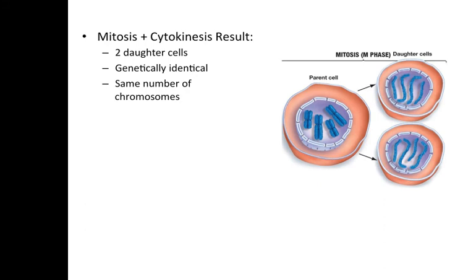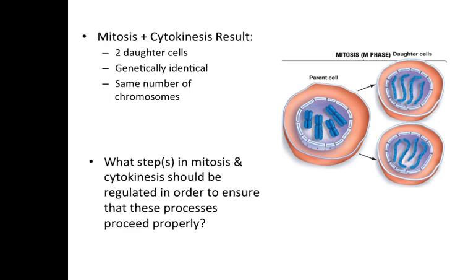You are now ready to put together what you know about mitosis and cytokinesis to think integratively about the cell cycle and the regulation of the cell cycle. What step or steps in mitosis and cytokinesis should be regulated in order to ensure that these processes proceed properly? We will apply these concepts and address this question in class this week as we continue to discuss the cell cycle and its regulation.